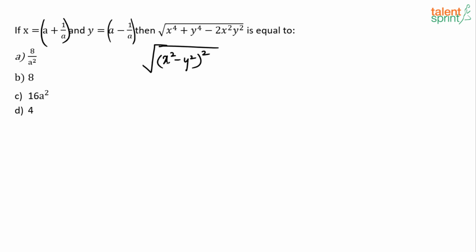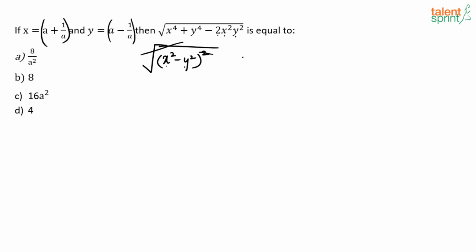Yes or no? See, a minus b whole square. What is the a minus b whole square formula? A square, so x square square is x power 4, plus b square, y square square is y power 4, minus 2ab, 2 into a into b. A is x square, b is y square, so 2ab. So actually this boils down to root over x square minus y square whole square.